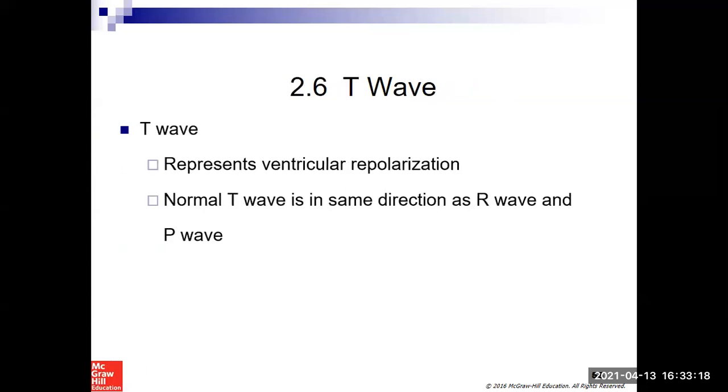Your T wave represents ventricular repolarization. The normal T wave is in the same direction as your R wave and the P wave. It's a positive deflection, and it represents ventricular repolarization.